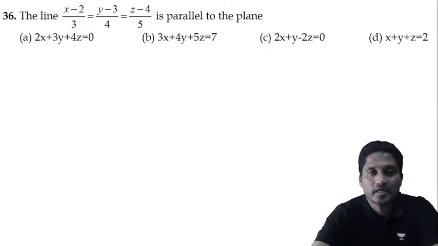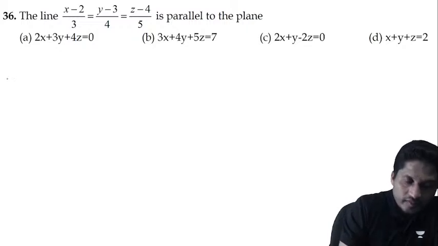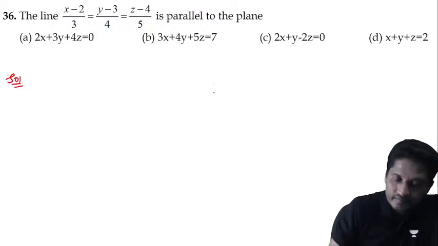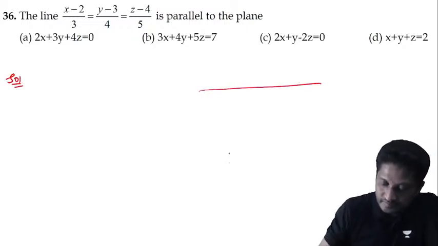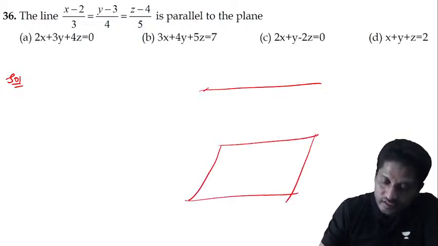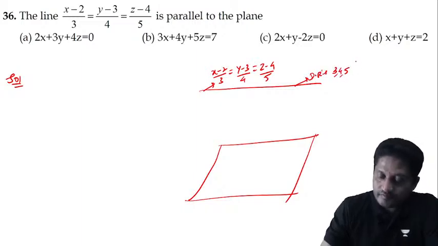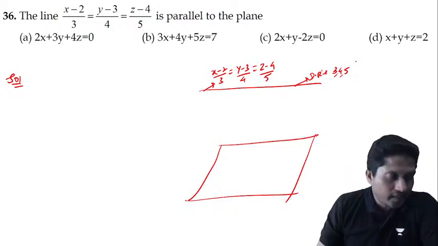The line is parallel to the plane. Okay, now let's say this line is parallel to which plane? If I use the first option, the drs of this line, x minus 2 by 3 is equal to y minus 3 by 4 is equal to z minus 4 divided by 5. So the drs of this line is 3 comma 4 comma 5. Now the line is parallel to which plane?